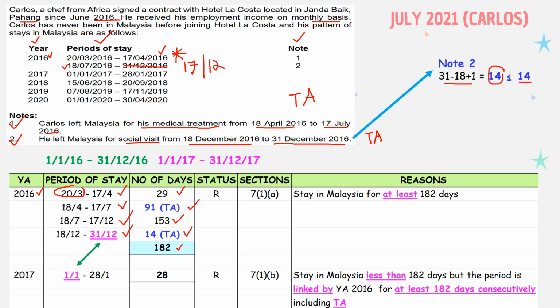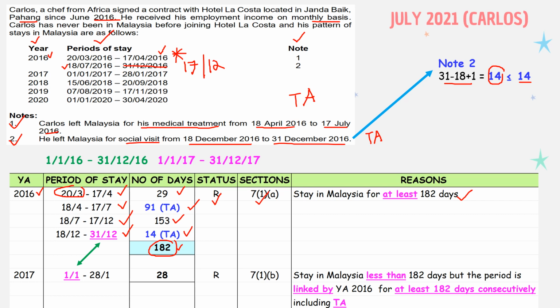Okay, guys, let's determine the status for 2016. Let's start with A. A, stay in Malaysia, minimum 182. And we have exactly 182 here, isn't it? So that's why under 2016, resident, section 7, subsection 1A. Okay, how do we give reason? Stay in Malaysia for at least 182 days.